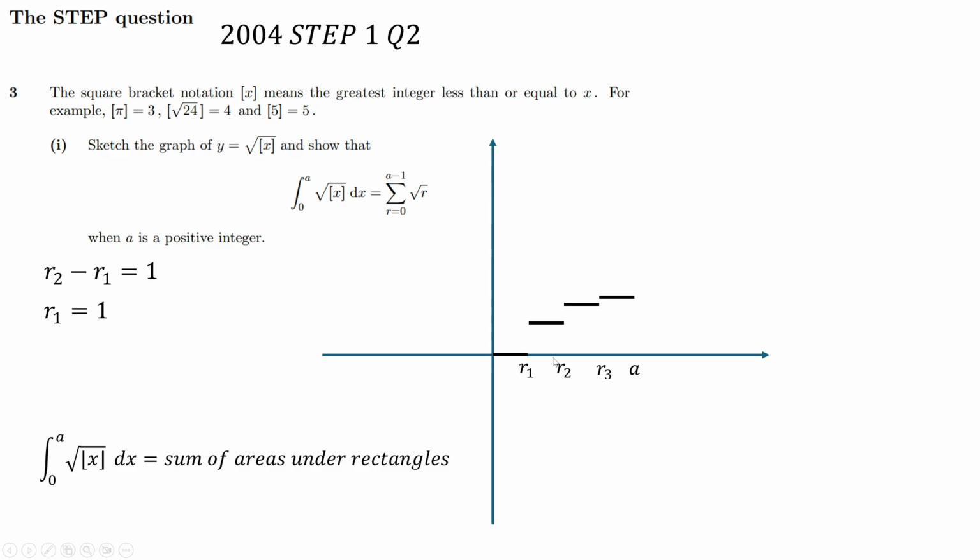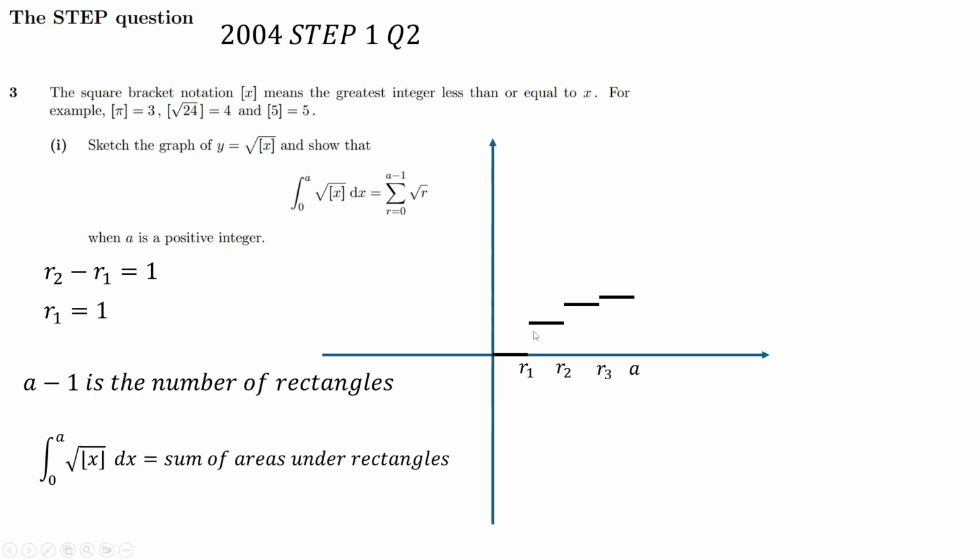Now, if you just imagine this was our case when A equals 4, you're always going to have one less rectangle. So you're going to have A minus 1. If A equals 4, you'd have 1, 2, 3, 4 rectangles. But this one isn't actually a rectangle, so you'll have 4 minus 1. You'll always exclude this first one. So it'll just be A minus 1 is the number of rectangles.